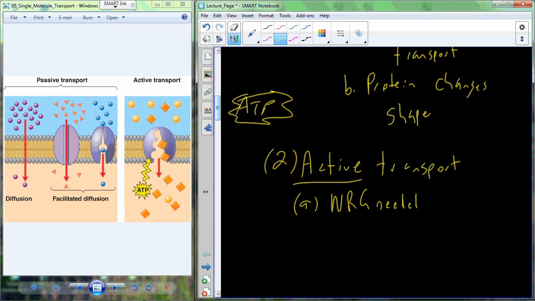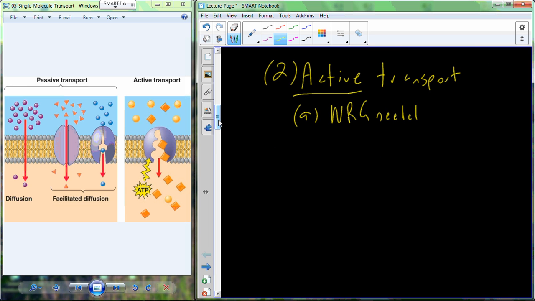So what if I have no ATP? I can't open that channel, right? There's no ATP, and it's needed to open the channel. It's not going to open up. So it requires energy. ATP is an absolute necessity for this particular protein to open up.